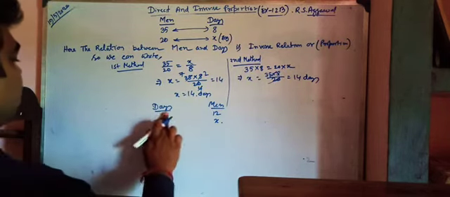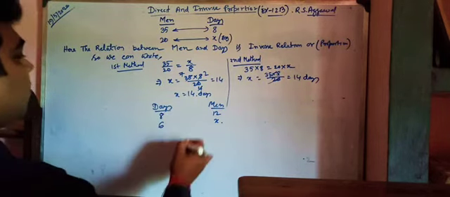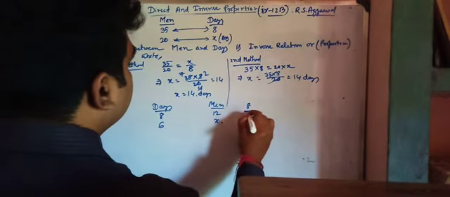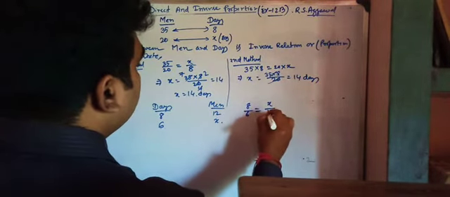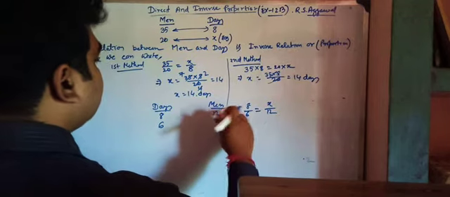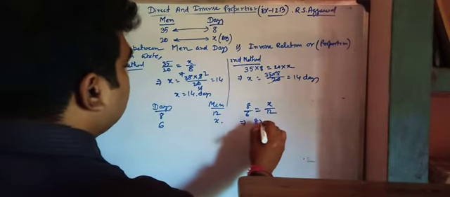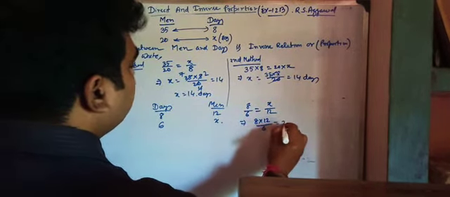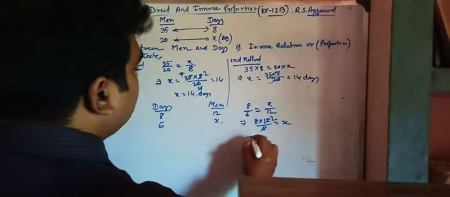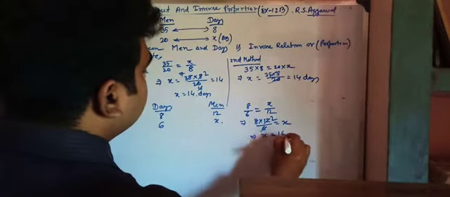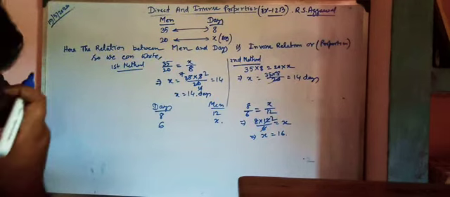From here we can write that 8 by 6 is equal to x by 12. We are just reversing that. So here 8 into 12 by 6 is equal to x, means x is equal to 16. So x is equal to 16 days.